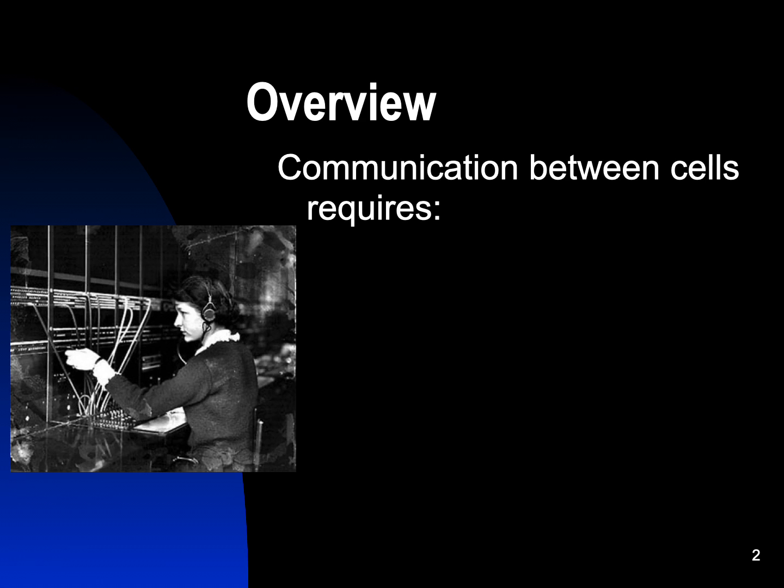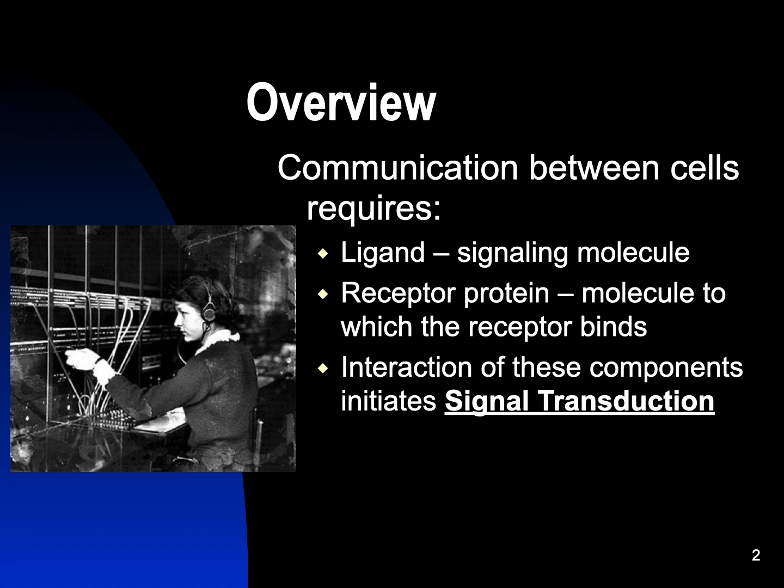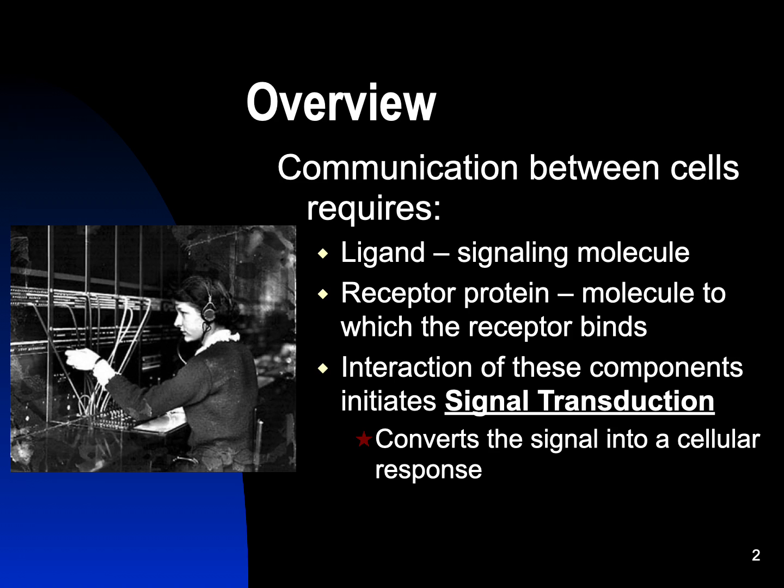Communication with cells generally requires a signaling molecule or ligand. The signaling molecule is released by the cell. Another cell, or sometimes even the same cell, has a receptor molecule to which the ligand binds. The interaction between these components initiates signal transduction. And signal transduction is the process of converting the signal into a cellular response.